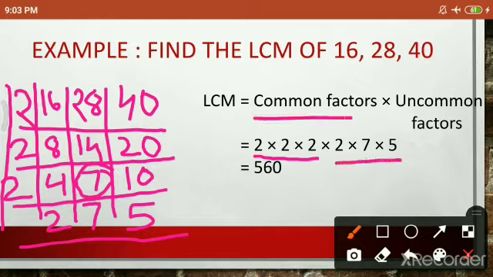Clear? We have to take common factor as well as uncommon factor. While finding the LCM we have to take both. So here if you multiply common factor and uncommon factor, you will get your LCM as 560. Clear? So like this you have to find your LCM.